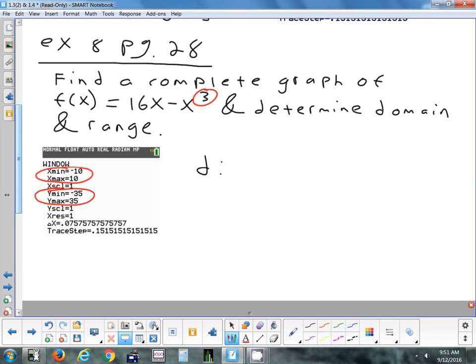What do we think? Are there any restrictions on numbers you can multiply by 16? No. You can multiply anything you want by 16. How about cubing a number? Is there any number you can't cube? What do you think? No? No. Yeah, you can cube anything. You can cube a fraction, a negative, a positive, 0. Okay, so no restriction on the domain here. Okay, plug anything in you want.